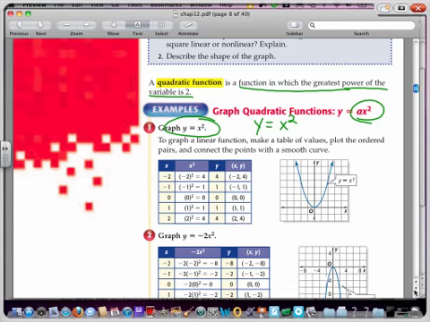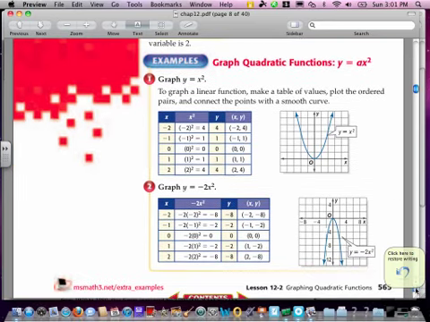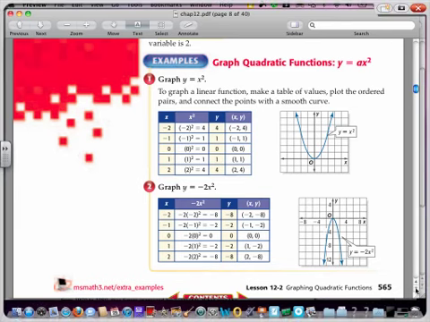And what they mean is the greatest power is 2, which would mean it is not y equals ax cubed. Okay, that would not be a quadratic equation. So let's take a look at this first. We're going to see if we can figure out how we would graph this thing and what you need to do. The easiest way, I believe, is to simply start off and make a t-table.